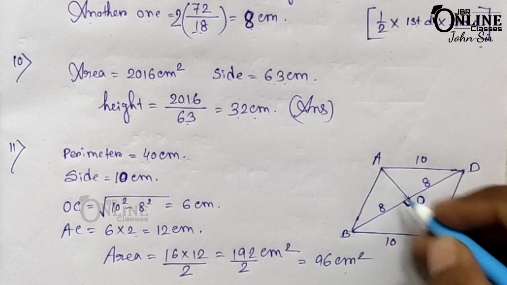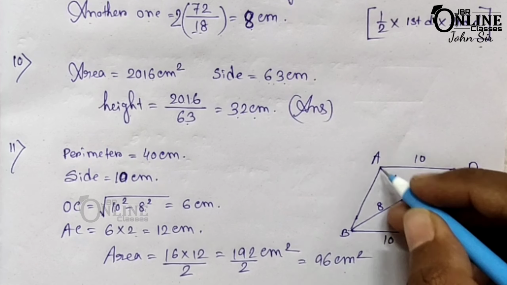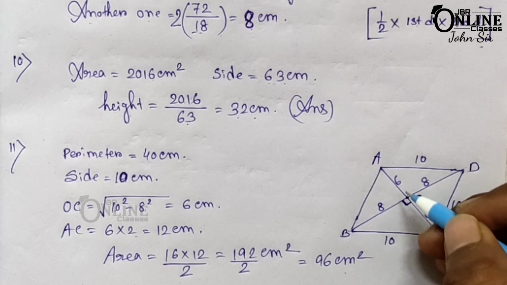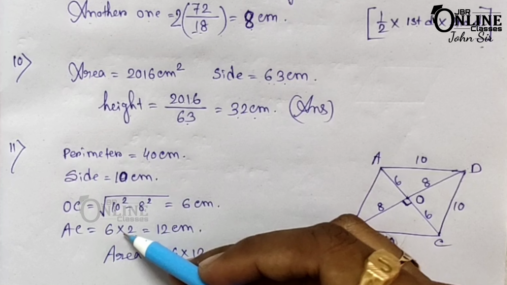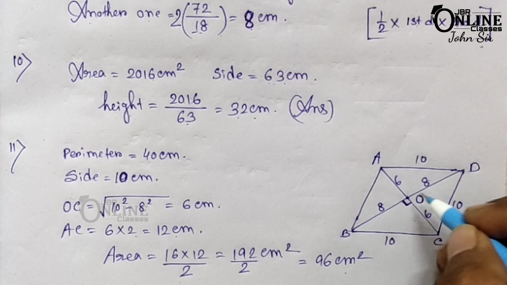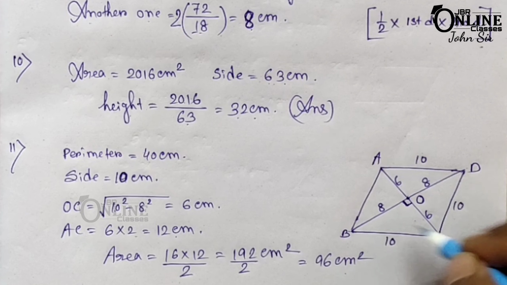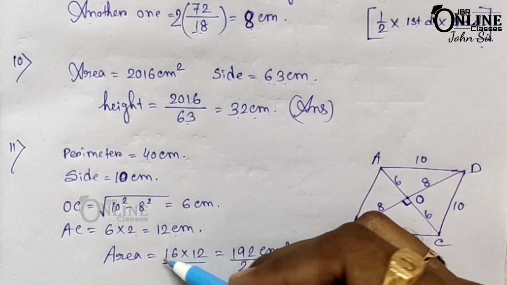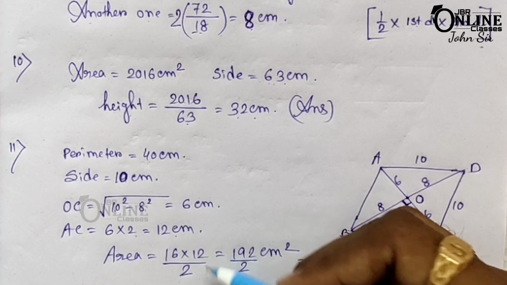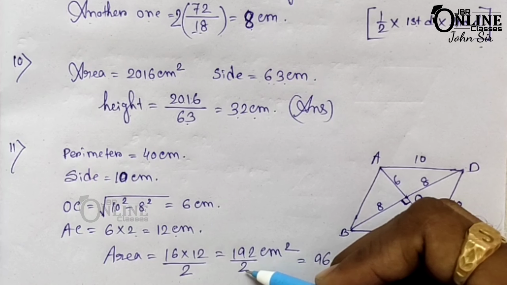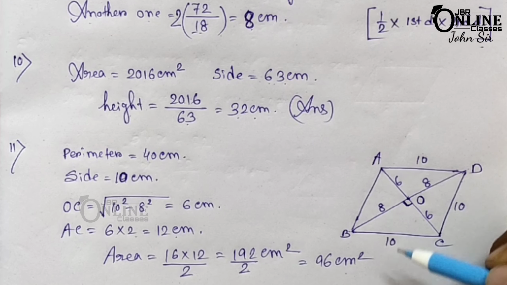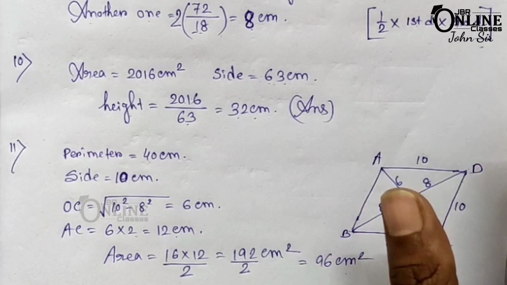Now if OC equals 6, then OA equals also 6, as the diagonals bisect each other. So 6 plus 6, sorry, 6 into 2, it becomes 12 centimeter. So one diagonal is 16, another one is 12. So area will be half into product of diagonals. So half into 16 into 12, that equals 192 by 2. So it becomes 96 centimeter square. I think there will be no doubt after that.